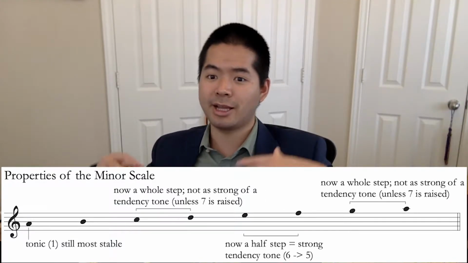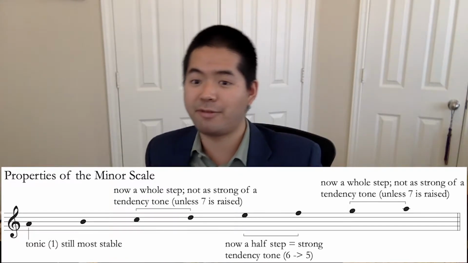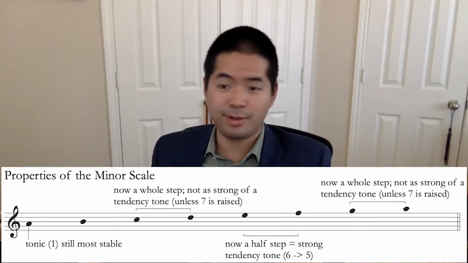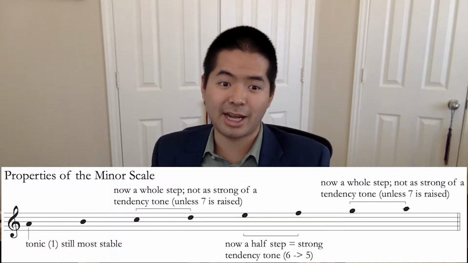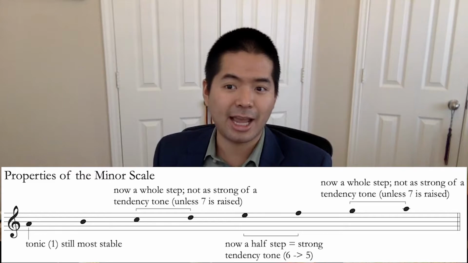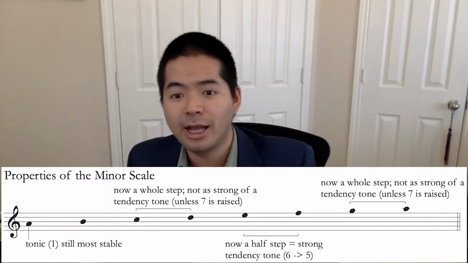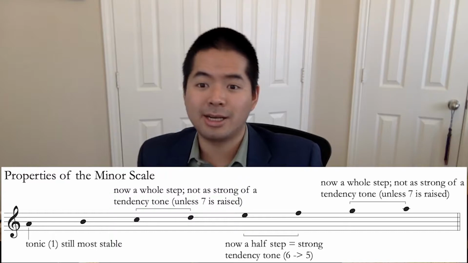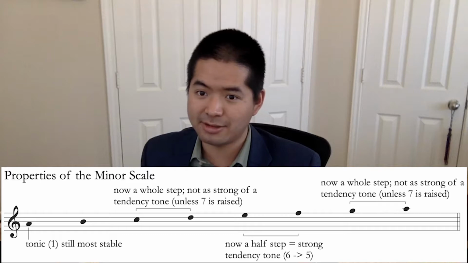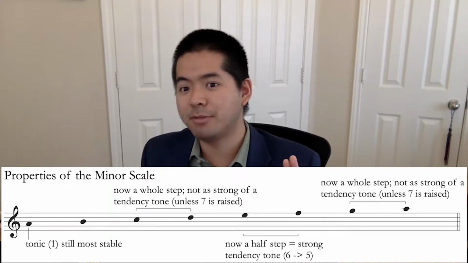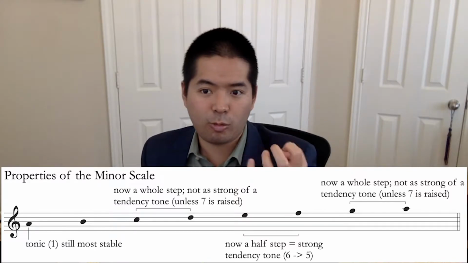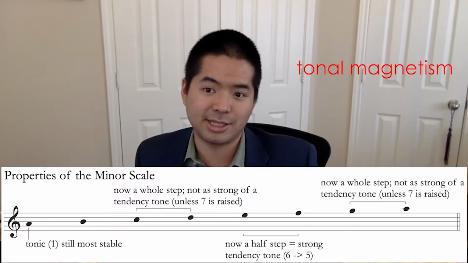It sounds basically like a tragic sigh of 6 going down to 5, and that's something that many composers will exploit. Now, unlike the major mode, which had 4 and 7 as active tones, the 4 and 7 scale degrees in a minor scale are not as active. They're not as strong of tendency tones as they are in major. And that's because in the case of the 4, the half step between 4 and 3 has now been widened to a whole step between 4 and the lowered 3. So there's not quite as much what's called tonal magnetism there.